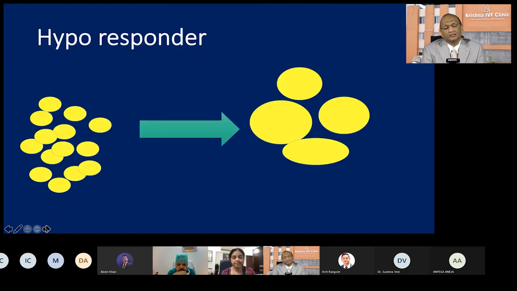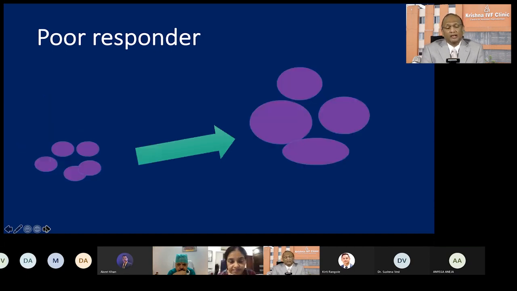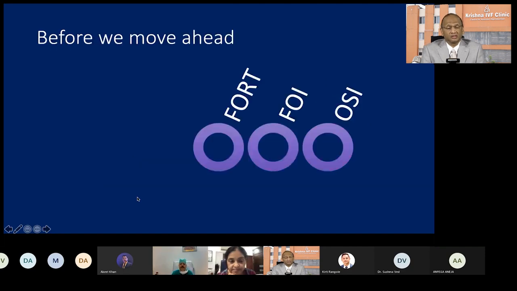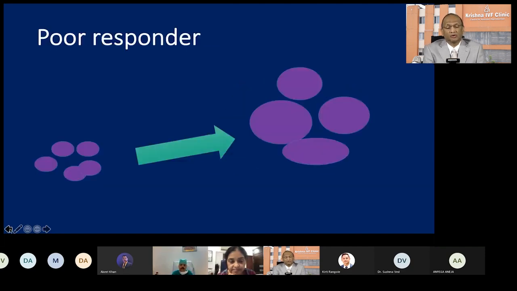The second area is, a lot of times we confuse between a hyper responder and a poor responder. Unless we have clarity between these two situations, most of our stimulation protocols will not go properly. If we are dealing with a poor responder patient, whatever we do, we are not going to increase the number. But when we are dealing with a hyper responder patient, there are ways and means to avoid that hyper response, both during that cycle and in the subsequent cycle.